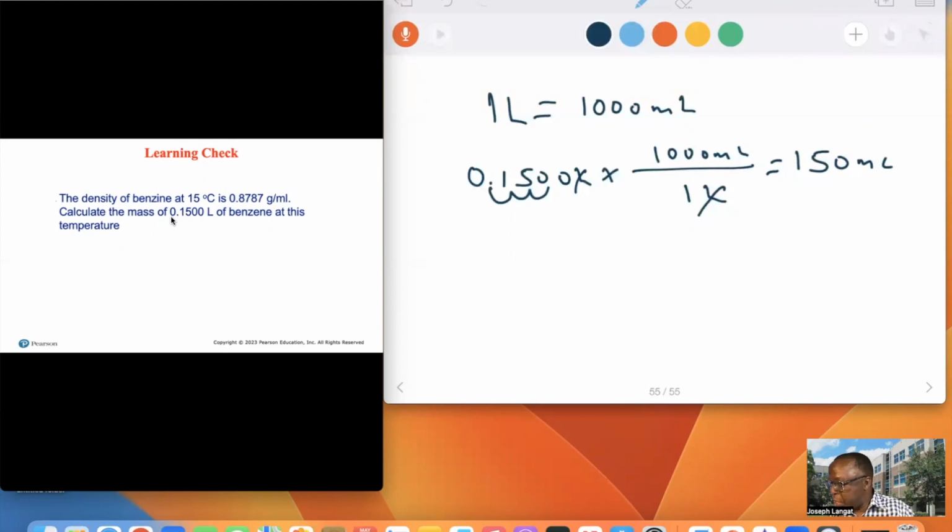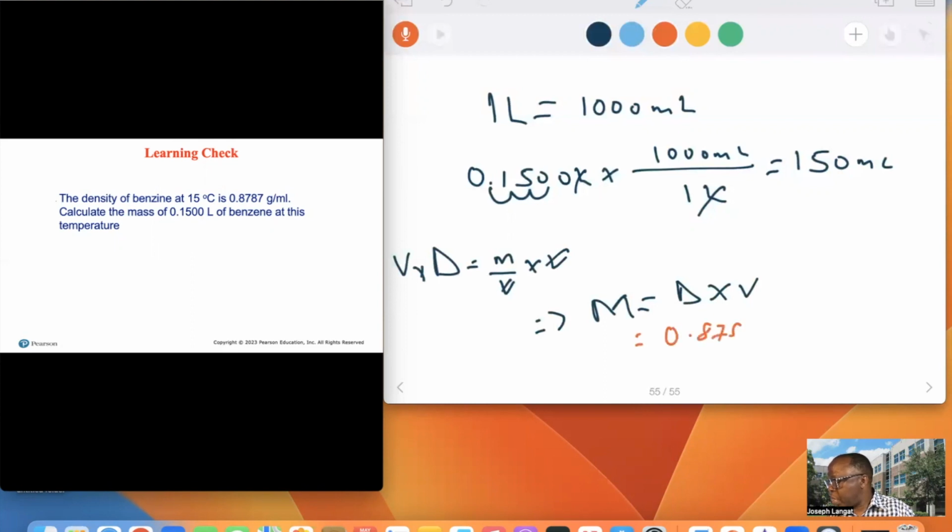So mass, from here, density equals mass over volume. If you multiply by volume, this implies mass equals density times volume. In this case, it is 0.8787 grams per ml times 150 ml, so that ml will cancel with ml. Otherwise, if we had only liters, then the units will not match up. We'll end up with the wrong answer.